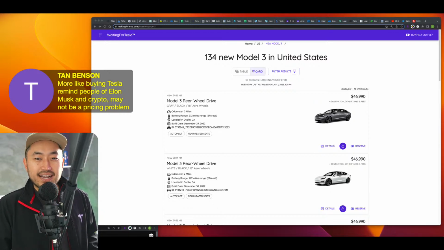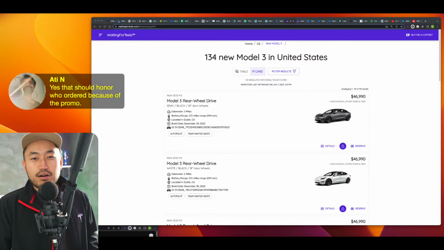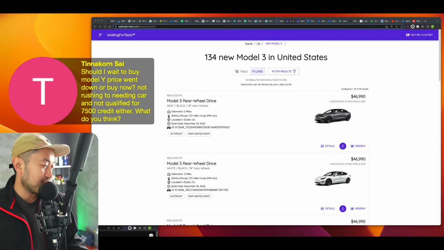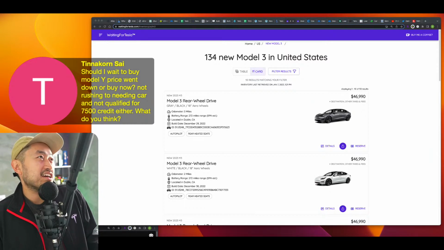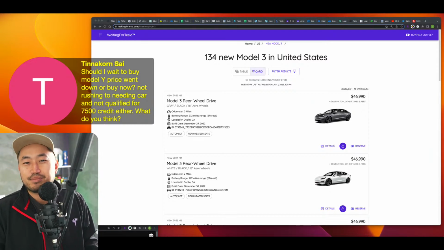Buying a Tesla might remind people of Elon Musk and crypto, so it may not be a pricing problem. So you're saying people that buy Teslas buy crypto? Yeah, I could probably see that. They should honor the price for those who ordered because of the promo. That's a good video idea: should Tesla integrate a 30-day price match guarantee or something like that?